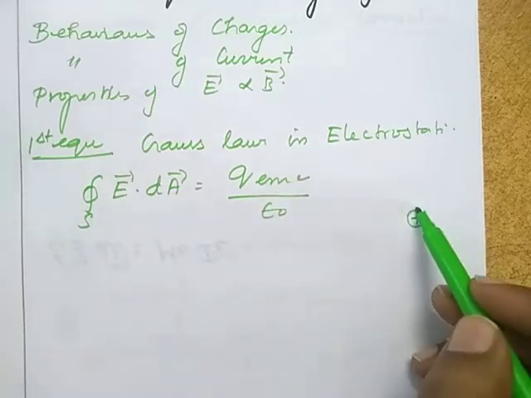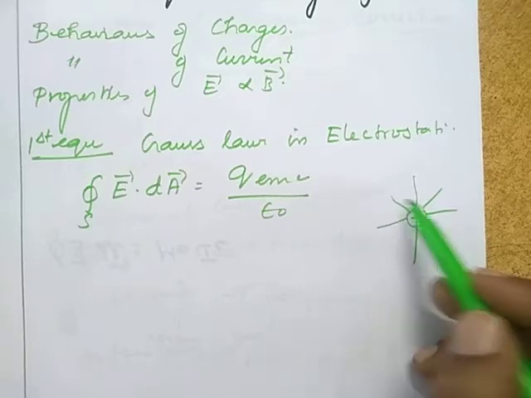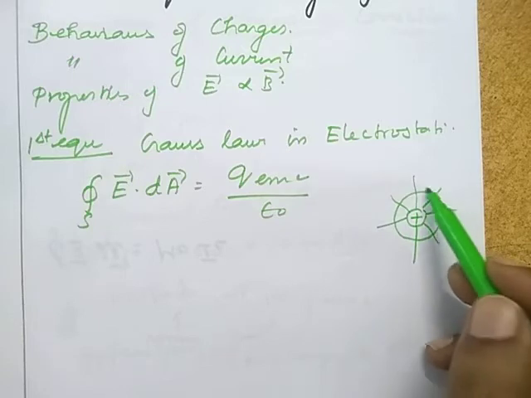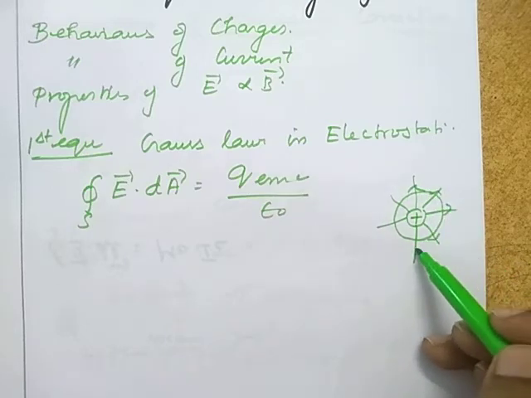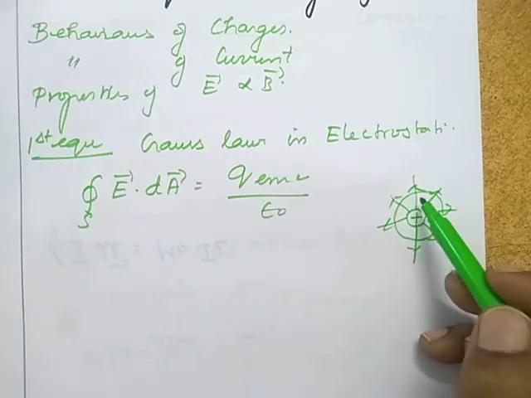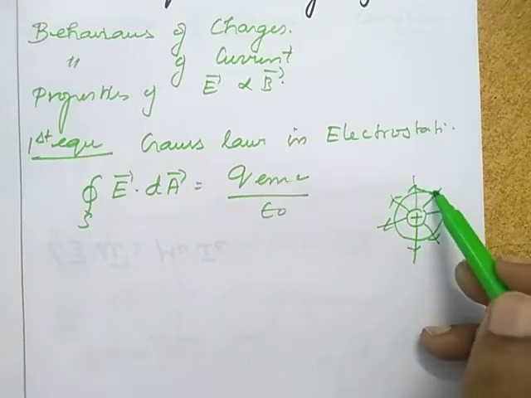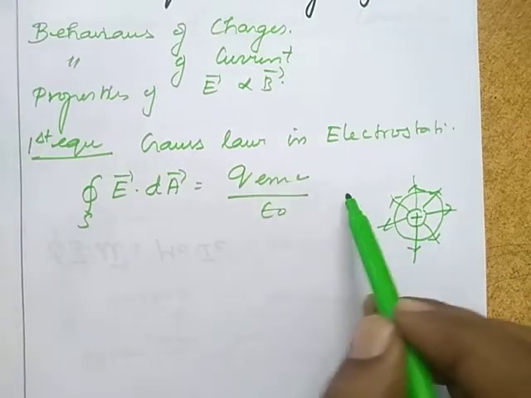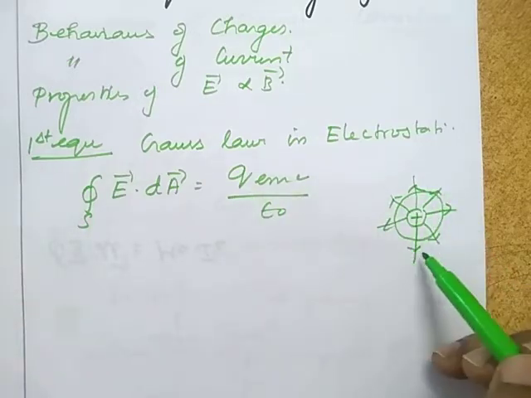This law states, if I consider a positive charge having magnitude Q, then it produces electric field lines. Then I consider a Gaussian surface. On that Gaussian surface, a large number of electric field lines cross the surface. If I add the entire flux for the surface, then that will be equal to the charge enclosed by the Gaussian surface.